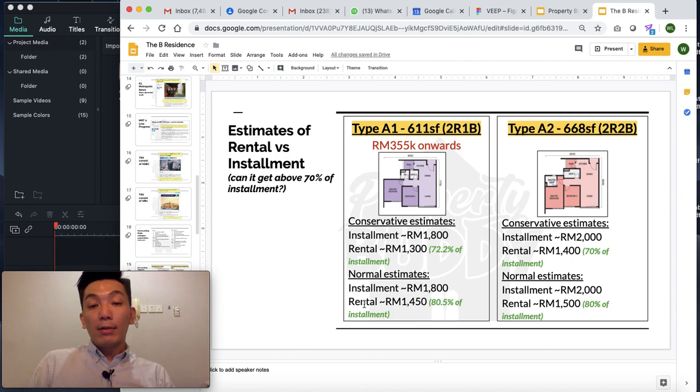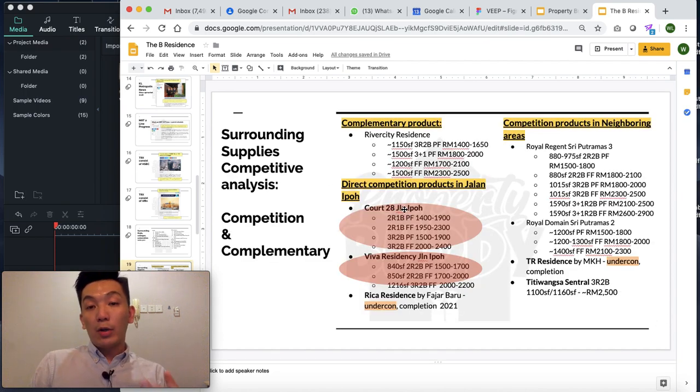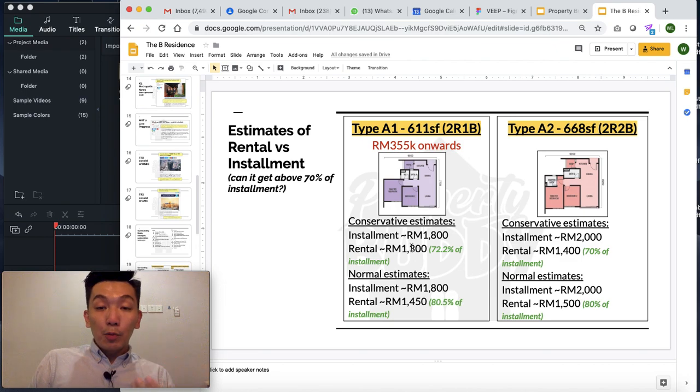And you can see the rental that we project here is 1,450. Whereas Court 28 today is doing this price, 1,004 to 1,009 for partially furnished and 1,950 to 2,003 for fully furnished. And Viva Residence is doing around this one. Conservatively, if we were to benchmark against Viva Residency, which is a much older development, and we do not want to project it optimistically, we are still projecting it very conservatively, 1,003, 1,004.